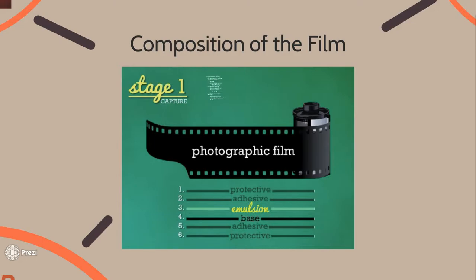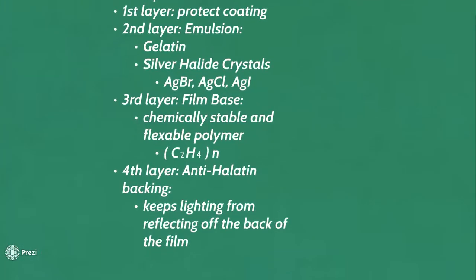Composition of the film. This is a diagram showing the many layers of photographic film. The first layer is protectant coating. The second layer is gelatin and silver halide crystals that make up emulsion. The third layer is film base, a chemically stable and flexible polymer called polyethylene. The fourth layer is anti-halation backing, which keeps light from reflecting off the back of the film.